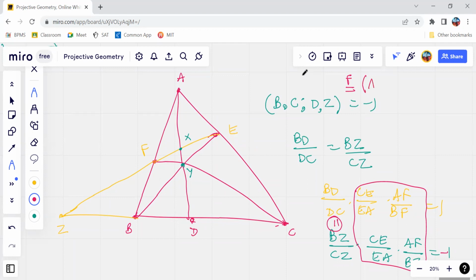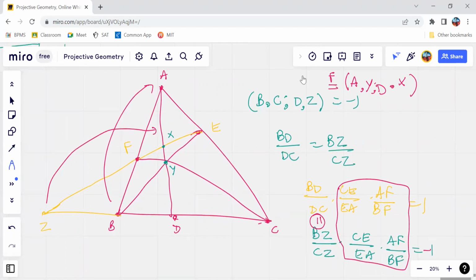So it's A through F. When you're projecting, B gets sent to A, and we're actually projecting onto this line AD here. So we can send Z to X, and we send C to Y, and we leave D as it is. So this in fact gives us that AY DX is also harmonic. This is also equal to -1. And we projected through F. You could have got the same thing by projecting through E.